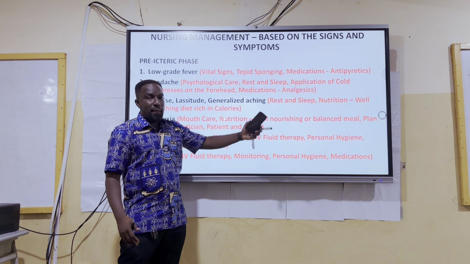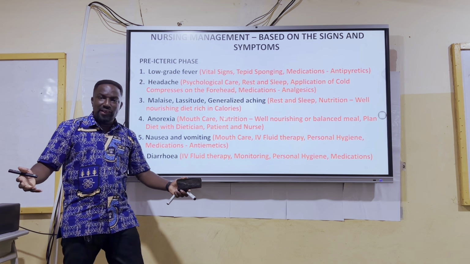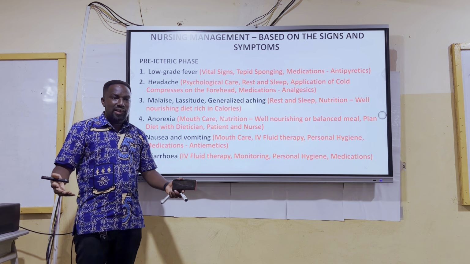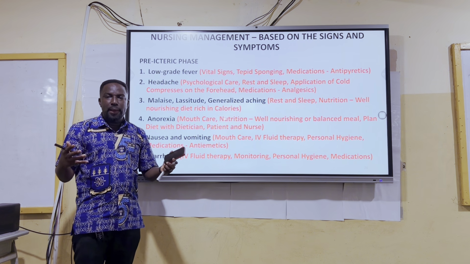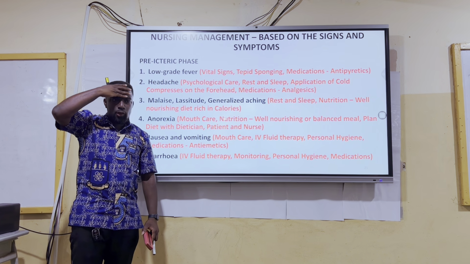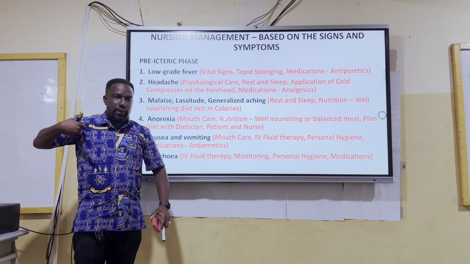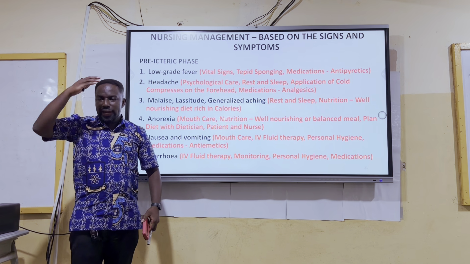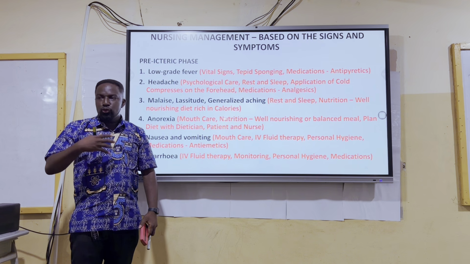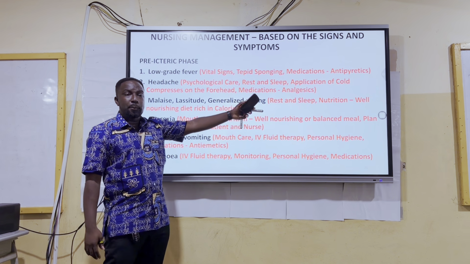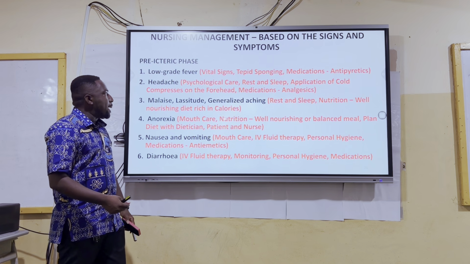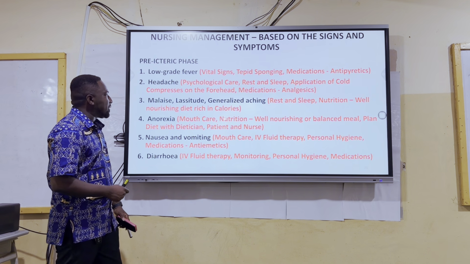That's pyrexia. So you do what? Tepid sponging. How do you do it? You use tepid water and flannels or small towels, and then you tepid sponge the patient, putting one flannel on the forehead, two in the armpits, two in the groin, and then you apply one on the whole body to help reduce the body temperature by 1 degree Celsius. And then you also give antipyretics.